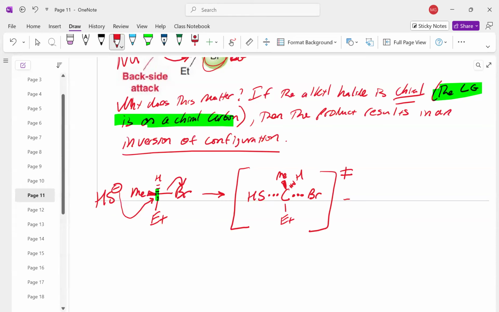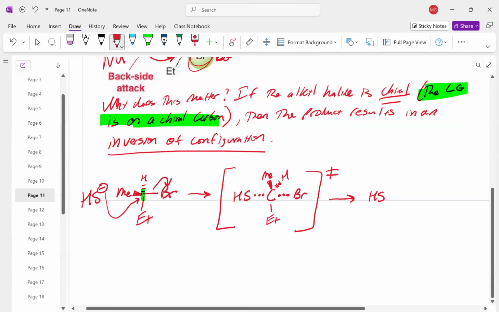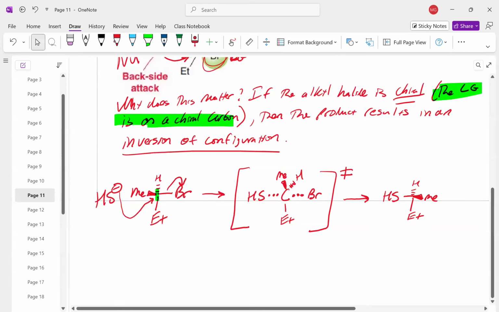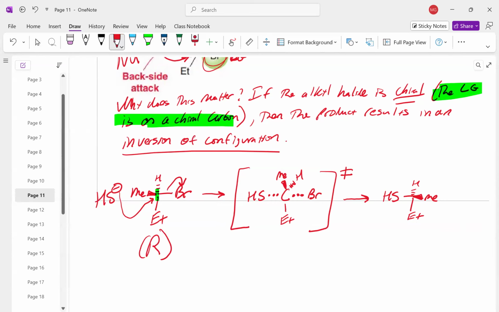Now, once that bond forming and breaking is complete, notice this SH group is going in the opposite direction the leaving group was going in. If I do my R and S configuration for the reactant, this has the R stereochemistry, and for the product, it has the S stereochemistry. So this is why we care what direction the nucleophile attacks in. If the leaving group is on a chiral carbon, then that results in inversion in configuration.